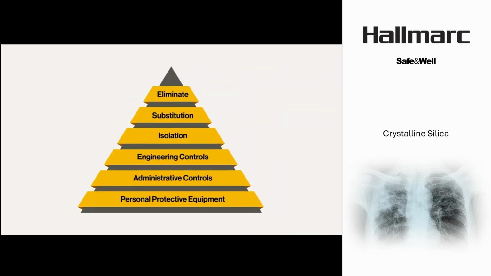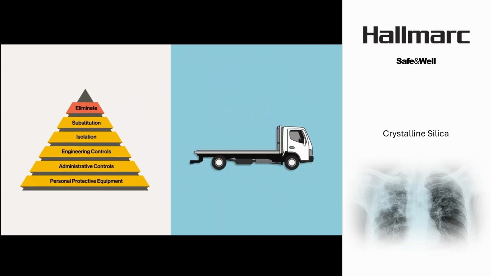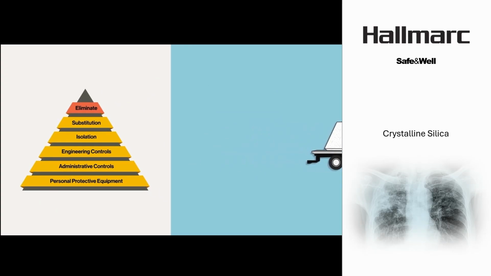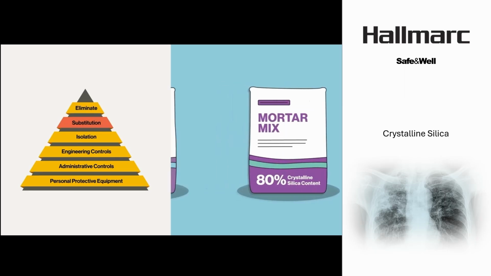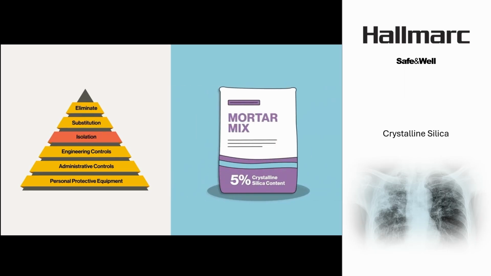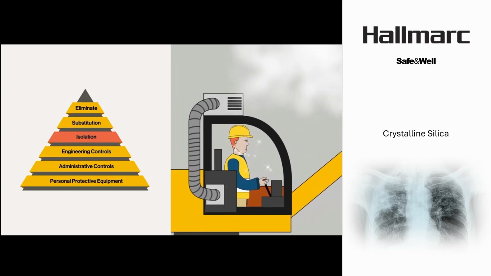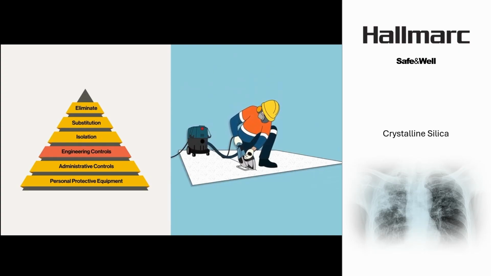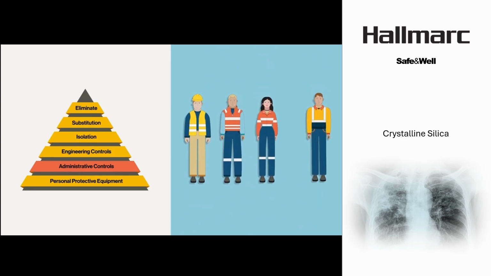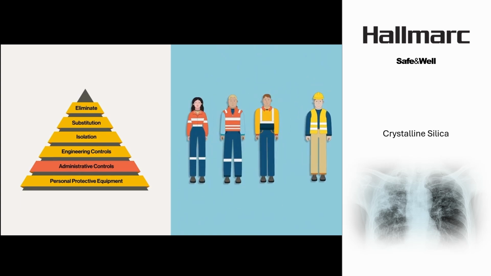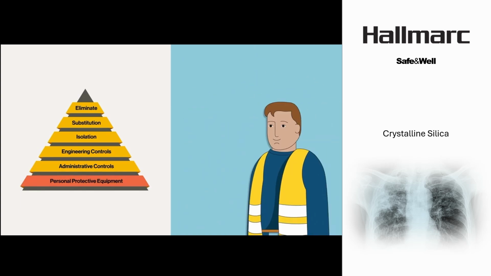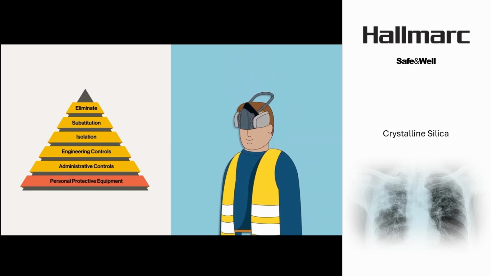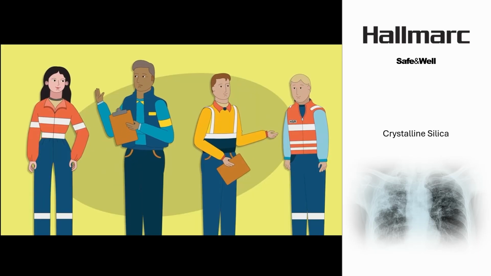When determining what controls to implement, start with the highest order of control as possible. Eliminate. Physically remove the hazard from your workplace. Substitution. Using material with less crystalline silica content. Isolation, isolating workers from exposure. Engineering controls, using on-tool water suppression or on-tool extraction attached to an industrial class M or H vacuum. Administrative controls, limiting exposure through task rotation. Personal protective equipment such as a P2 half-face respirator.